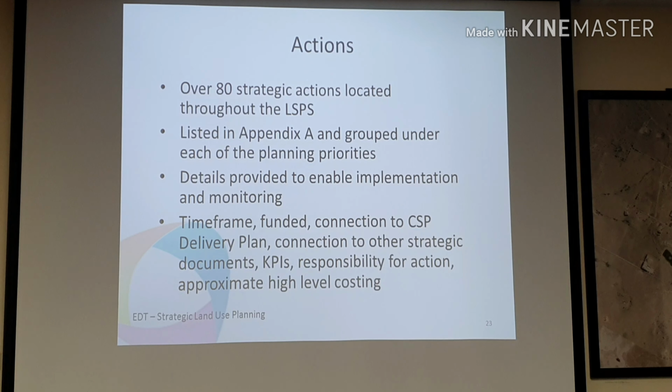So in terms of the actions and implementation, there are over 80 strategic actions throughout the LSPS. These are all listed in Appendix A, and also how they can be implemented, so whether that's through the time frame, whether they've been funded or not, their connection to the delivery plan that council has, and their connection to other strategic documents, and also indicators for whether they have been successfully implemented, to make it easier in terms of reporting that back to council.